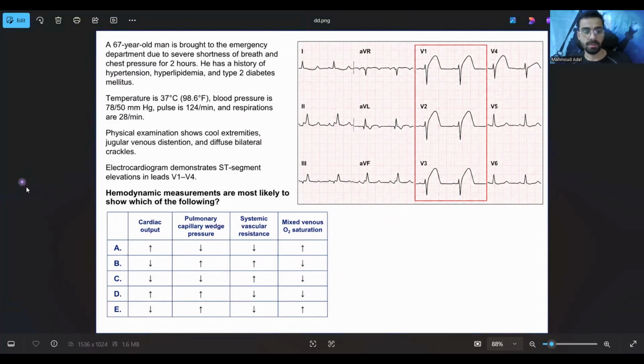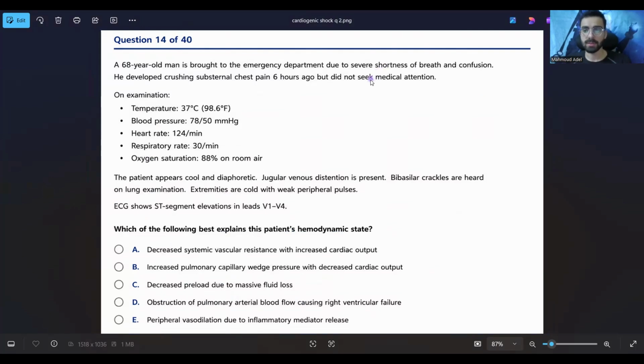The last question. Okay, in order to not waste more time, this is a case showing a patient with a myocardial infarction. Okay, and he is asking you about the best explanation to this patient's hemodynamic state. Okay, the first answer, decreased systemic vascular resistance with increased cardiac output. Okay, that's the answer for an early septic shock.